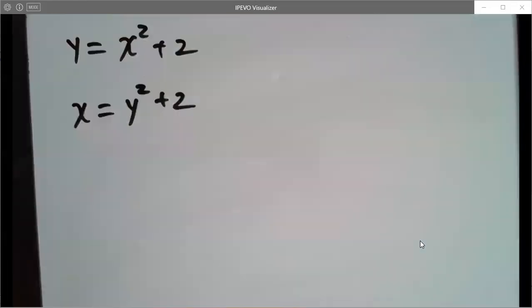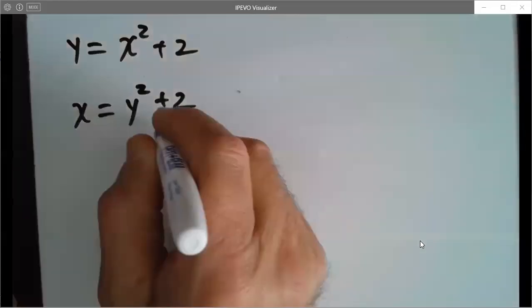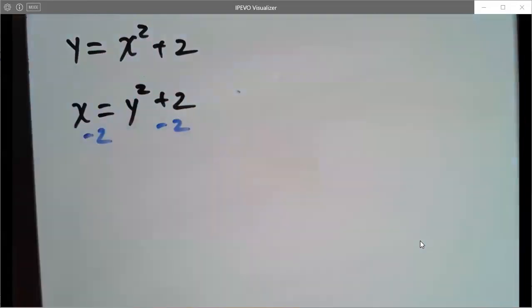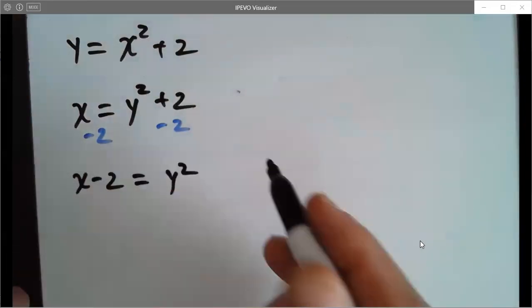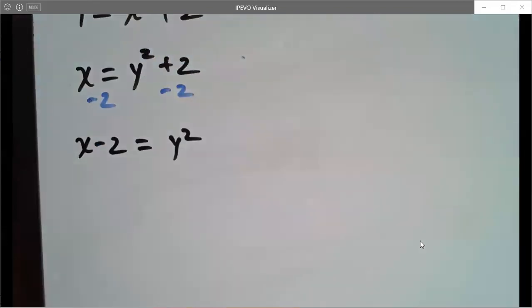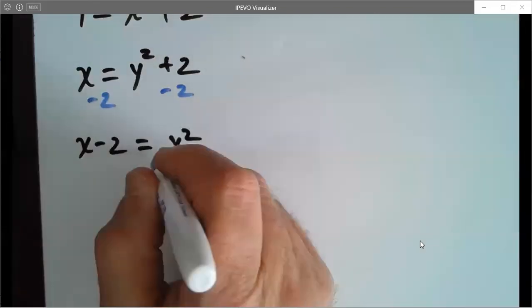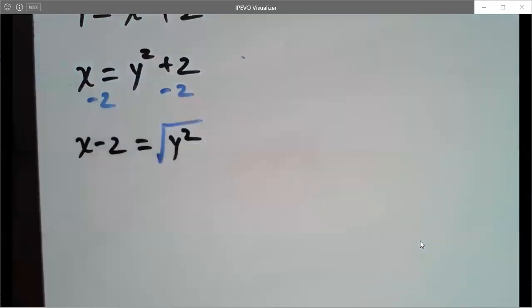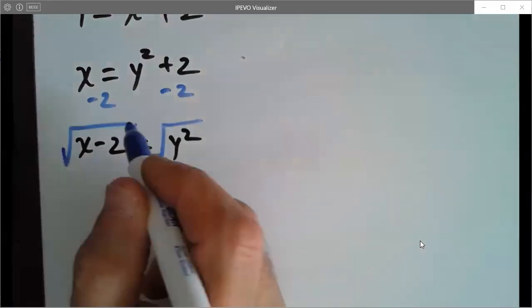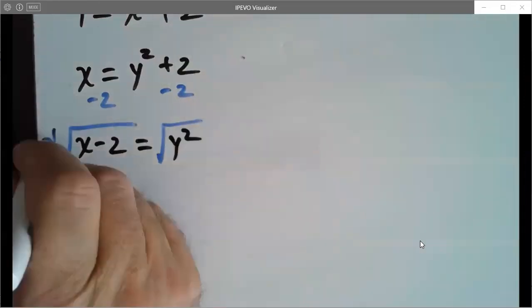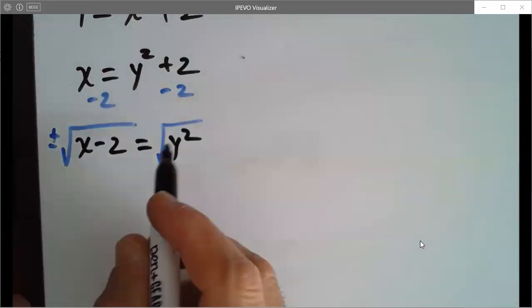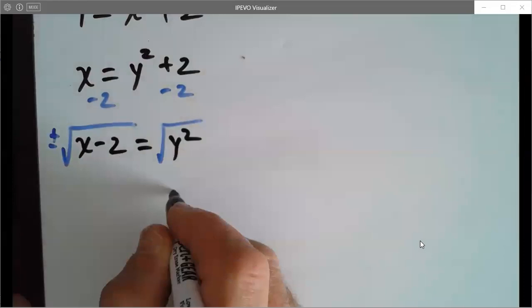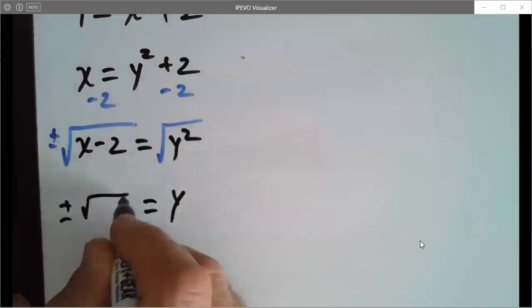And we subtract 2, or I like to say apply minus 2 to both sides. So we get x minus 2 equals 2y squared. And then we have to get rid of that square. Well, the inverse of square is square root. So we apply a square root, but we have to put a plus or minus. So this is y equals plus or minus the square root of x minus 2.